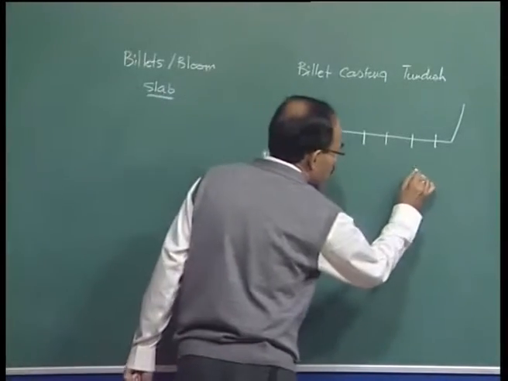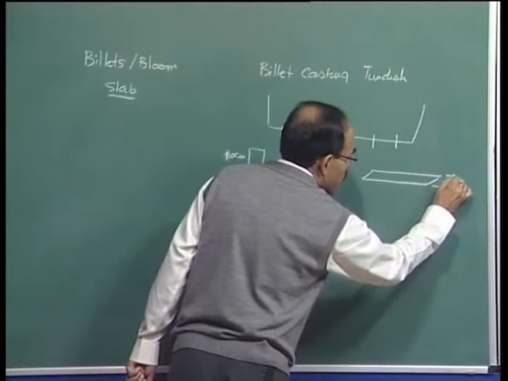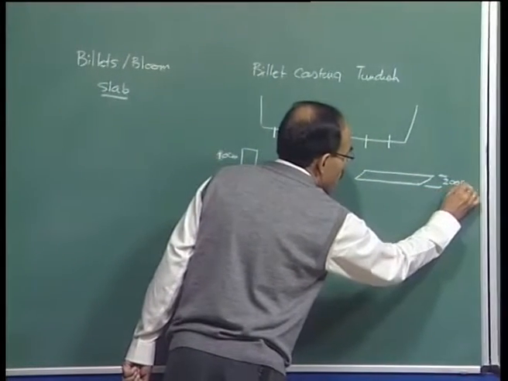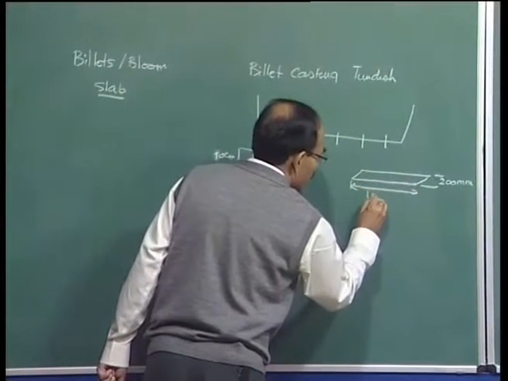On the other hand, if we talk of slabs, for example, the thickness could be about 200 mm, and the width could be about 1500 to 1800 mm.